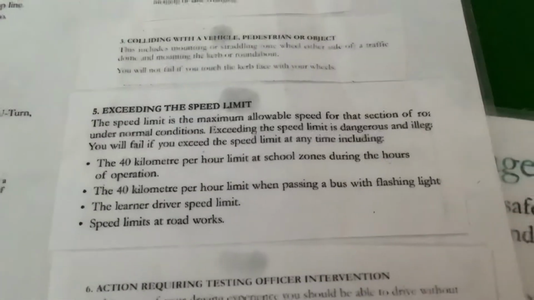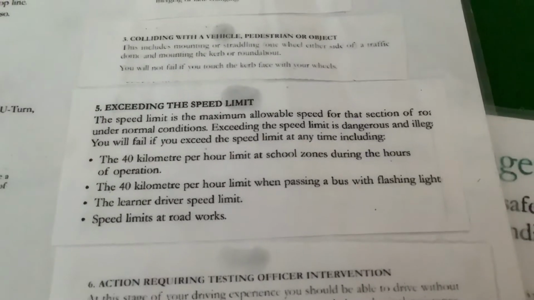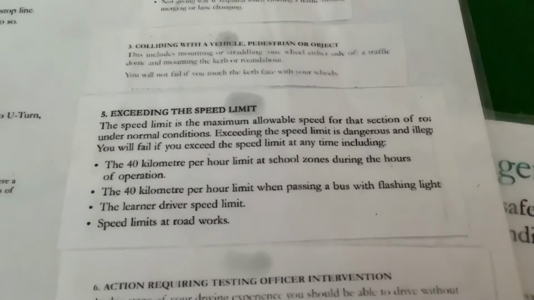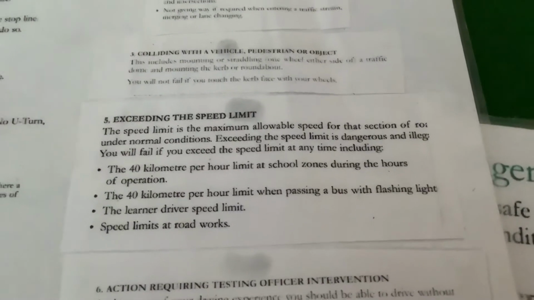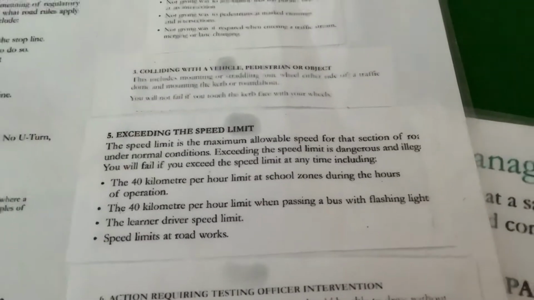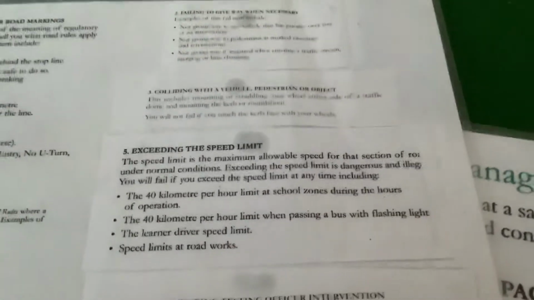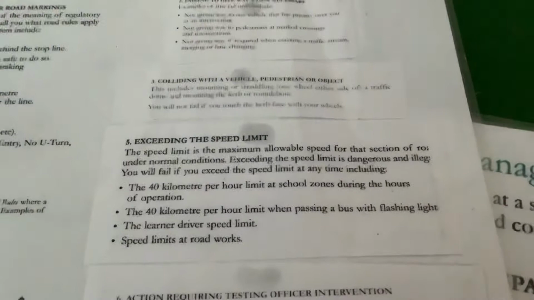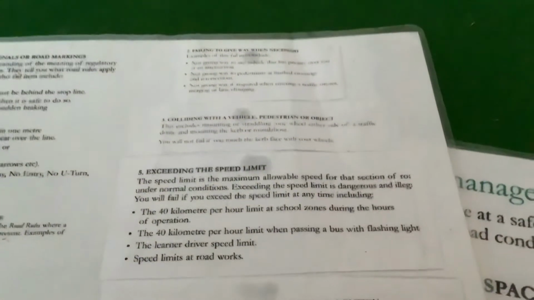Now the common fail item F5, exceeding the speed limit, is very important. The speed limit is the maximum allowable speed for that section under the traffic conditions. Exceeding the speed limit is dangerous and illegal. You'll fail if you exceed the speed limit at any time. Especially the 40 km/h limit in an active school zone, 8 to 9:30 and 2:30 to 4. We try not to book at school zones, but in real life you'll get a heavy fine. So in the test, you directly fail for speeding.